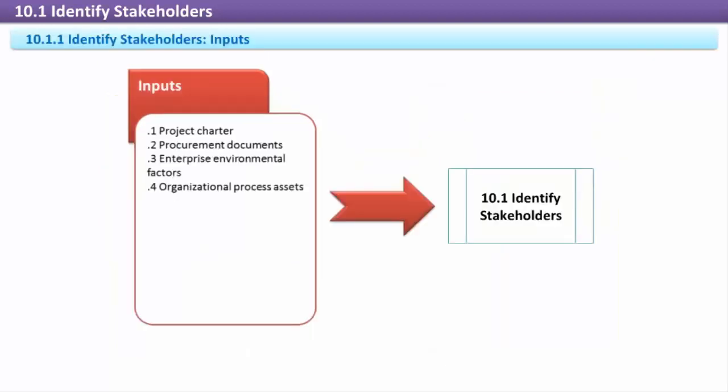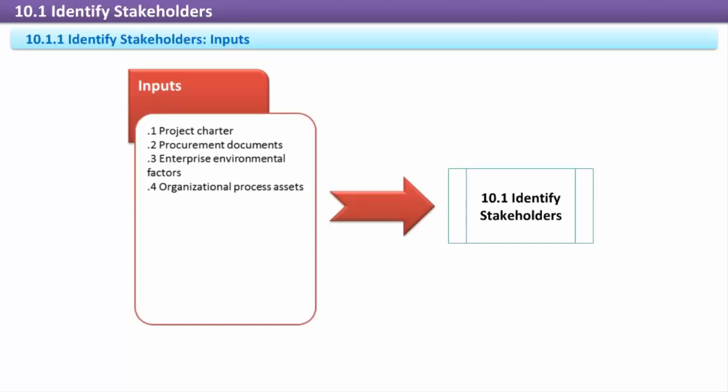Identify stakeholders. Inputs. Project charter. The project charter formally authorizes the project and the project manager. It also provides the business case, objectives, and success criteria of the project. Charters directly or indirectly identify key stakeholders.